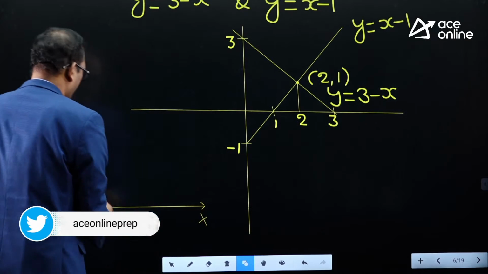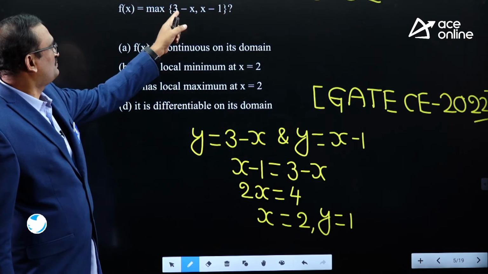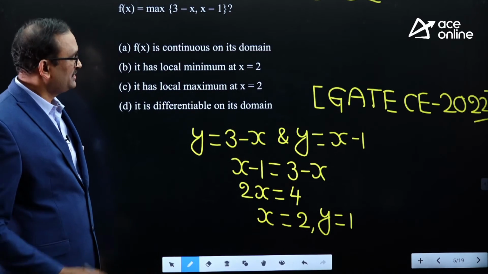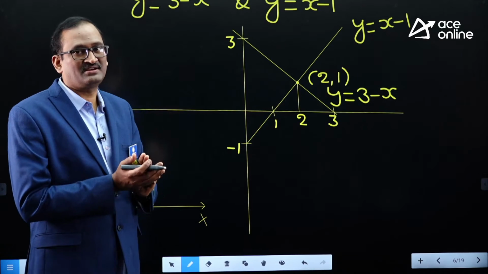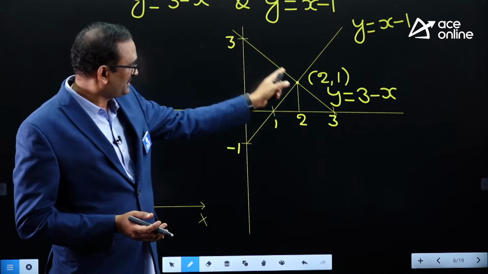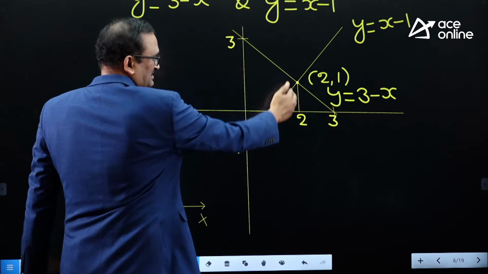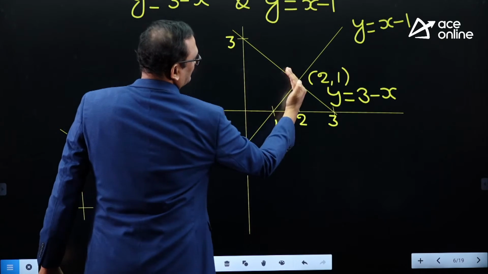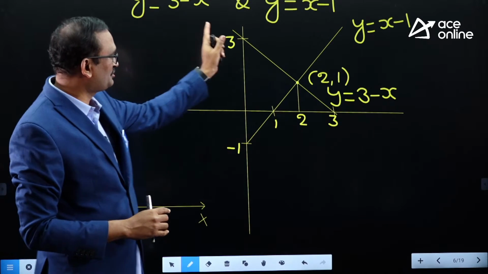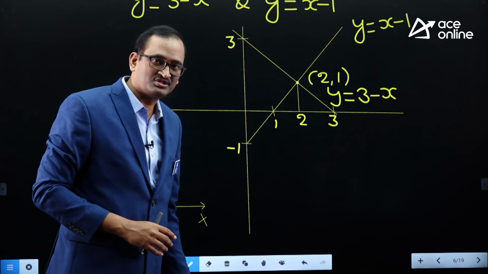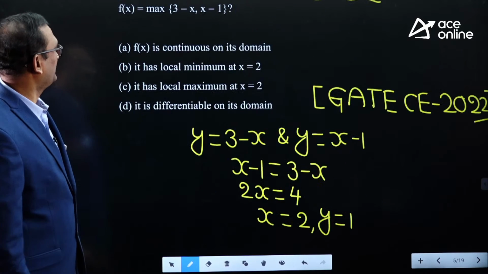Look there. Maximum of 3 minus x and x minus 1. Please be careful. Here this is x equal to 2, right? So x less than 2, which is maximum? This is the 3 minus x curve, this is the x minus 1 curve. In the region x less than 2, that means this side, and x greater than 2 means that side.